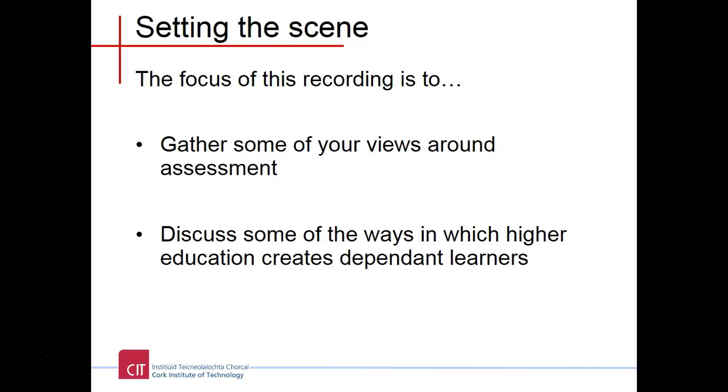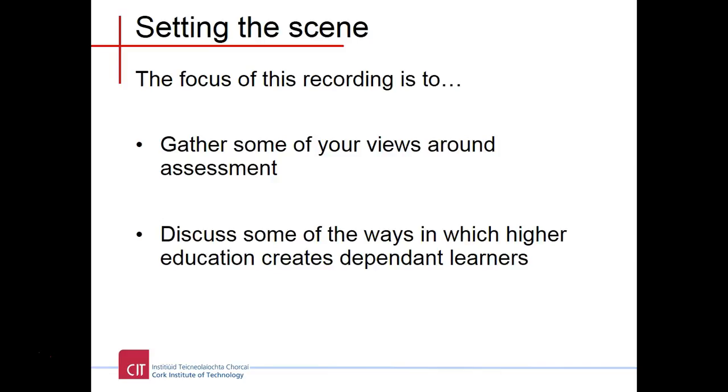So the purpose of this particular recording then is to set the scene, and in particular I'd like to gather some of your views around assessment, some of your perspectives, so that maybe we can explore those in more detail as we go through the series, and also to discuss some of the ways in which higher education, as it typically operates, tends to create dependent learners.